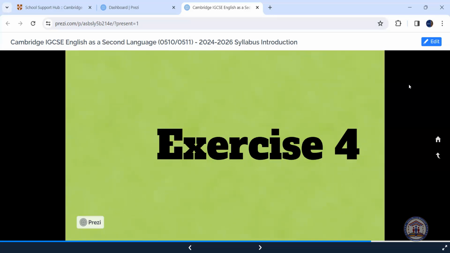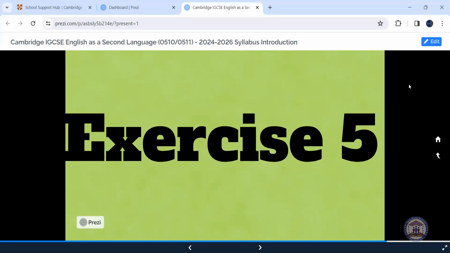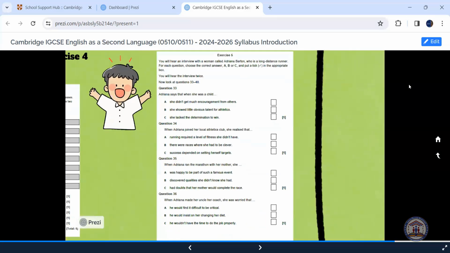This is exercise 3. What about exercise 4? In exercise 4, the student has to match the details to the speakers. So you have 8 details from A to H, as you see, and only 6 speakers. And the total mark of this question is 6. Last question, exercise 5. It's an interview. 2 people are speaking. One is asking, the other one is answering. And also students have to answer all of these questions in order to complete the 40 marks.